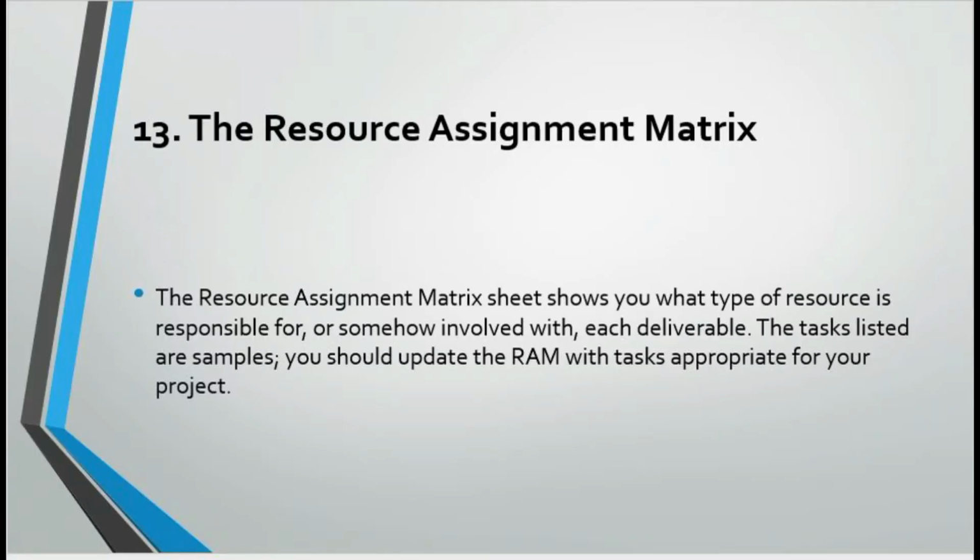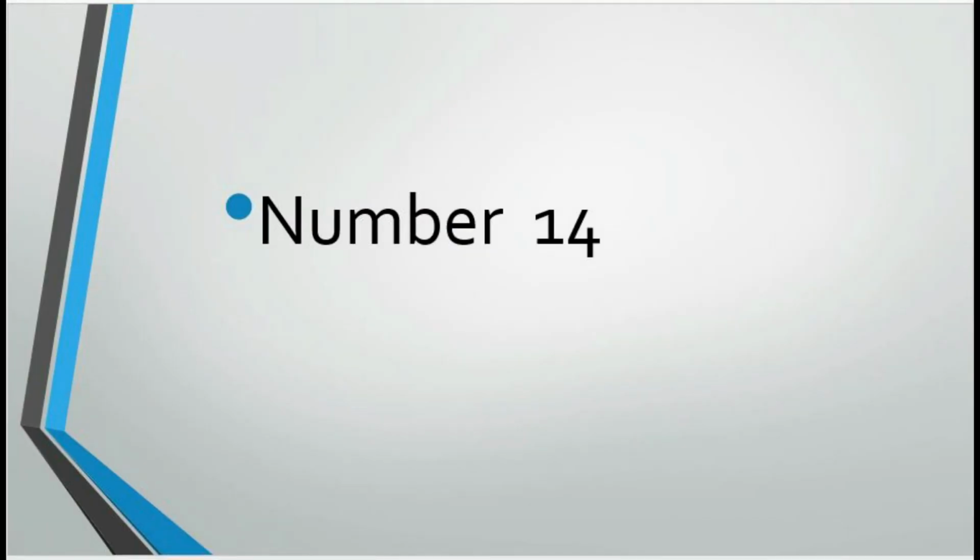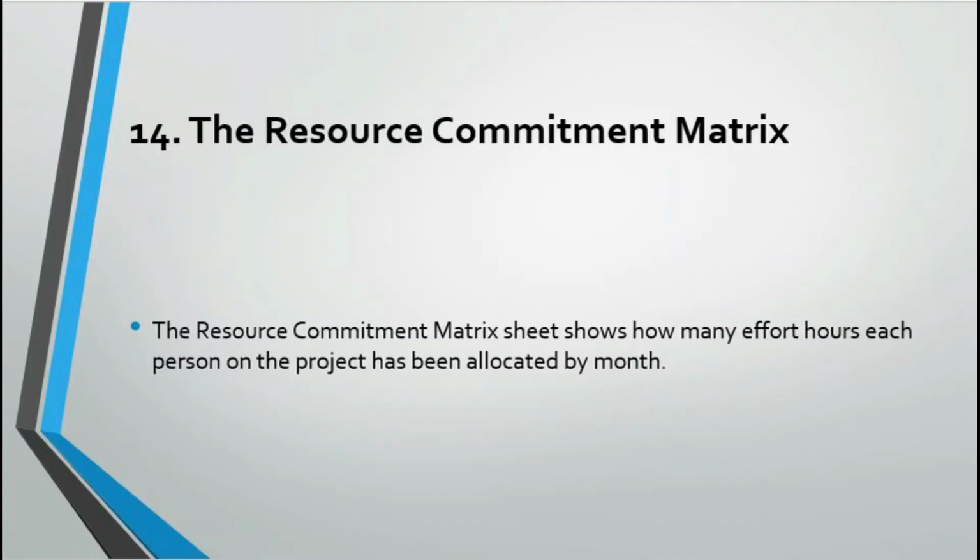And then number 13 is a RAM. This is a resource assignment matrix. This sheet shows what type of resources is responsible for or somehow involved with each deliverable. Number 14 is a resource commitment matrix. This sheet shows how many effort hours each person on the project has been allocated by month.